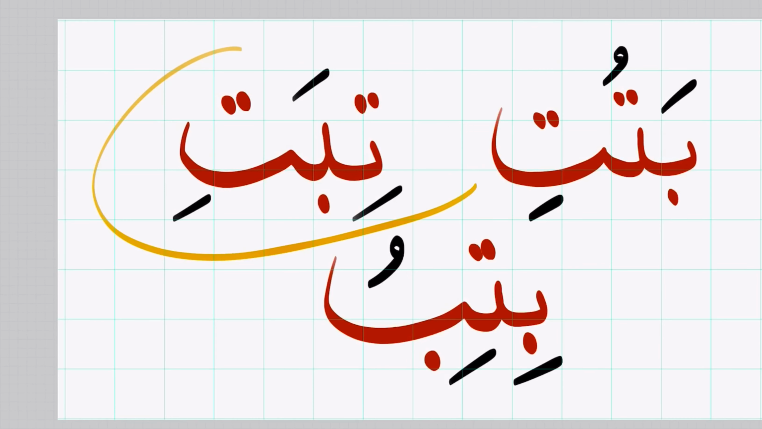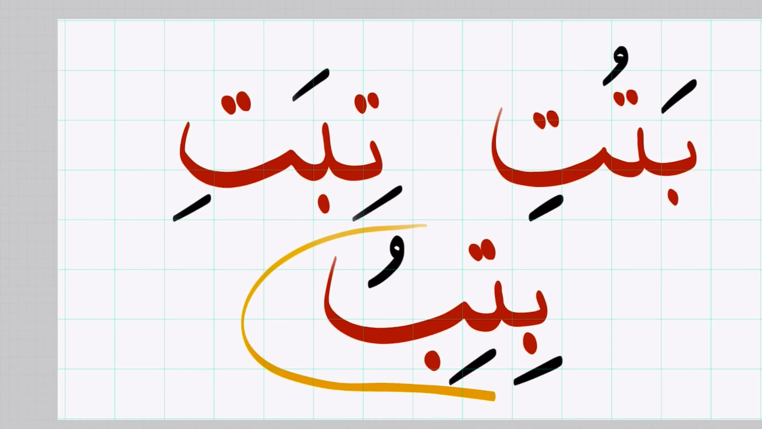Let's go to the second word. What do you think the pronunciation will be with these short vowels? Ti, ba, ti. Again, ti, ba, ti. Tibati. Excellent. How about the third word? With the short vowels, the first letter has a kasra, the second letter has a kasra, the third letter has a damma. The pronunciation will be bitibu. Bitibu. Excellent.